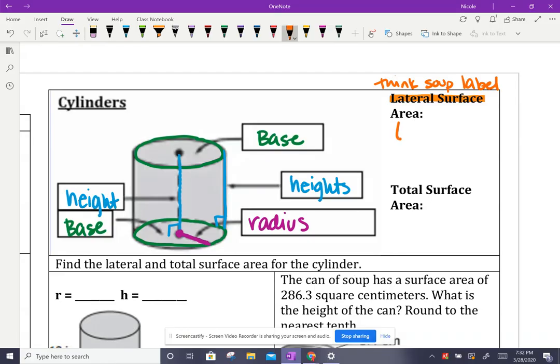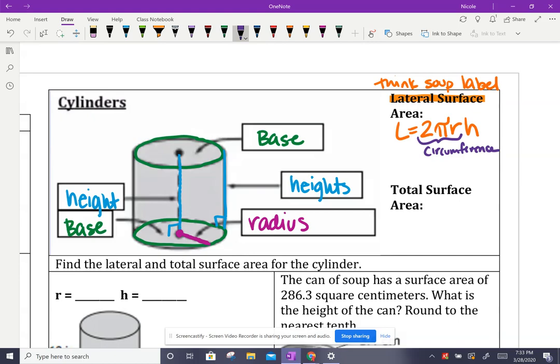So for lateral surface area, it's going to be 2 pi r times h. So 2 times pi times radius times height. So think about that. Break that down. This piece right here, 2 pi r. What do we remember 2 pi r as being? Is that the circumference? Yeah. So lateral surface area is the circumference times the height of your cylinder.